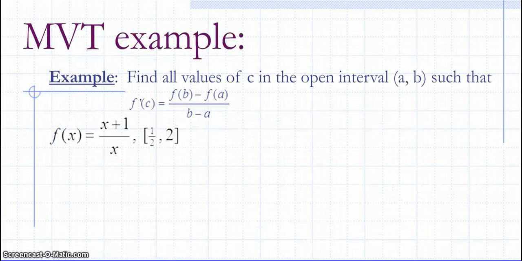Okay, so I want you to do an example. Find all the values of c in the open interval a, b, such that f prime of c is f of b minus f of a over b minus a. So you're trying to find a value or values of c in this interval where that is true. So pause the video, unpause when you're ready to check your work.